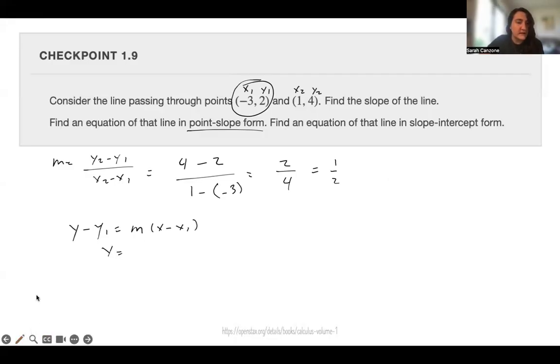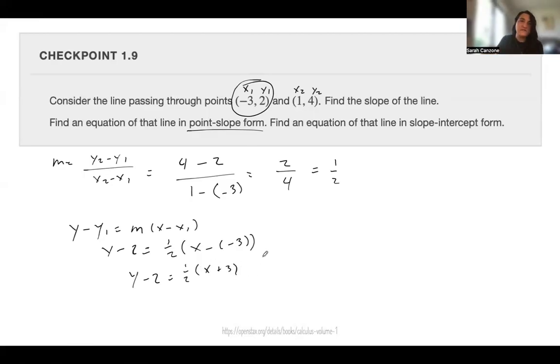Oh, that's an equal sign. So we'll do y minus y1, which is 2, equals m, which we said was 1/2, x minus -3. So y minus 2 equals 1/2 x plus 3.